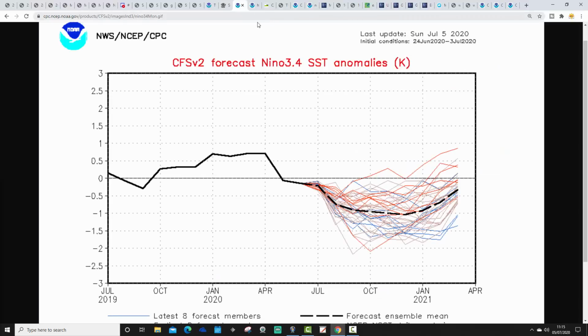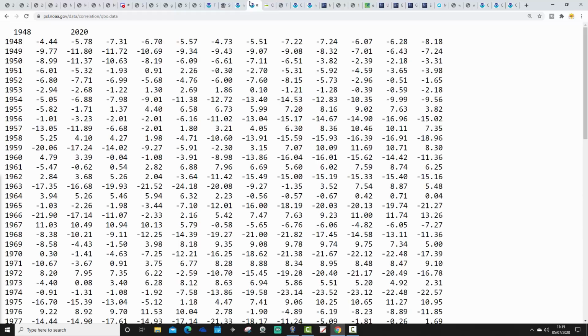As far as the CFSv2, that is still forecasting a weak La Nina, as it has been doing consistently over the past few months. Current position is that we're just there, so we're on the cool side of ENSO neutral. The black dashed ensemble mean is going down to around 1 degree below average. That's weak La Nina thresholds. So the CFS continues with its consistent forecast that we're going to have a weak La Nina through the second half of this year, and the winter of 2020-21 is likely to be a weak La Nina year winter.